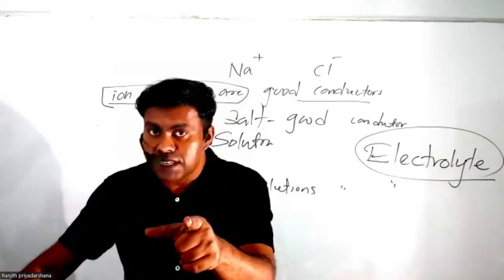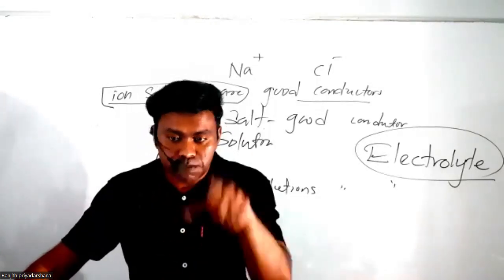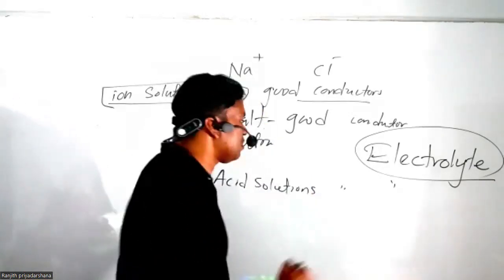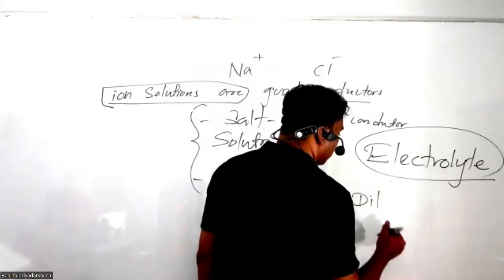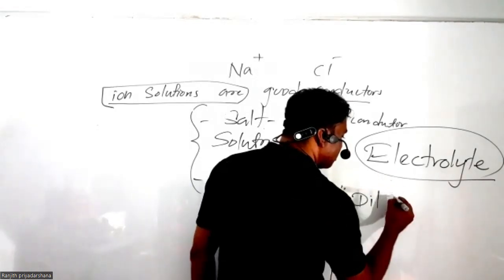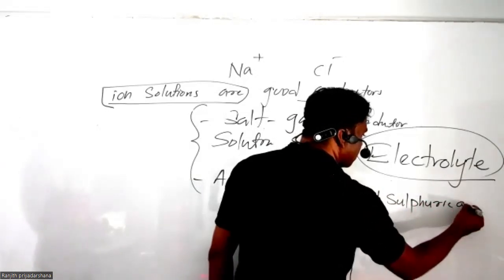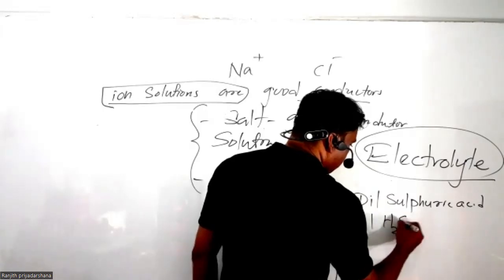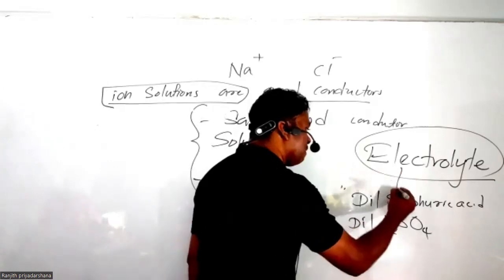So you have to learn that. You know the simple cell, right? What's the electrolyte in a simple cell? Very good. Dilute sulfuric acid is the electrolyte.